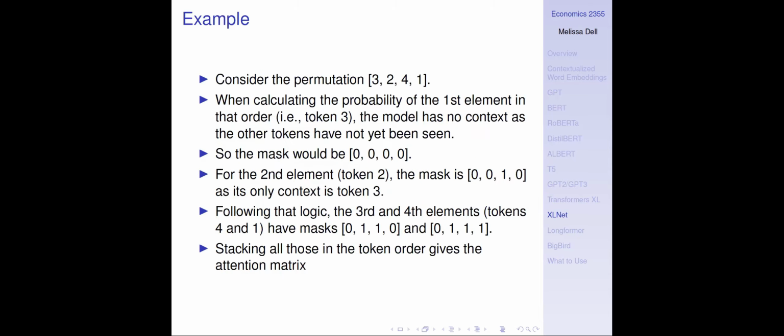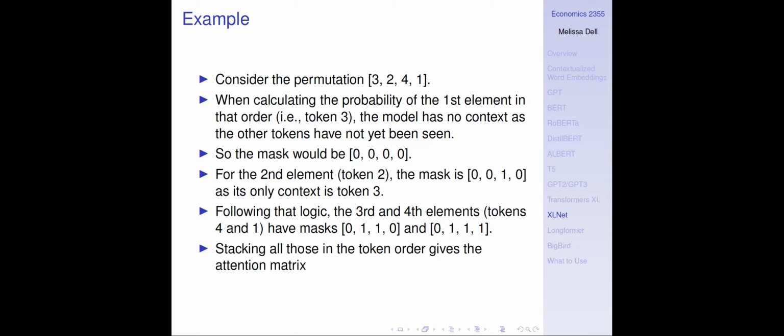Let me give an example so that hopefully this will make sense. Consider that we take a forward sentence and we have a permutation that's 3, 2, 4, 1. When calculating the probability of the first element, which is token 3, the model has no context, because remember, it's autoregressive. It can only look at previous things in the sequence. So there's an attention mask of 0, 0, 0, 0. It can't attend to anywhere else in the sequence. Now we get to the second element, and it can attend to things that come before it in this permutation. So it can attend to the third word in the original sentence, and so the mask is 0010.